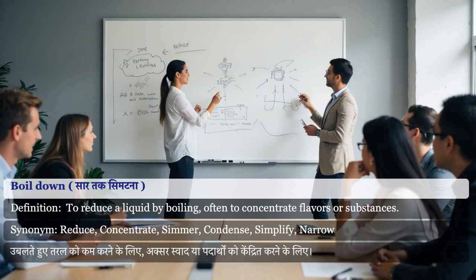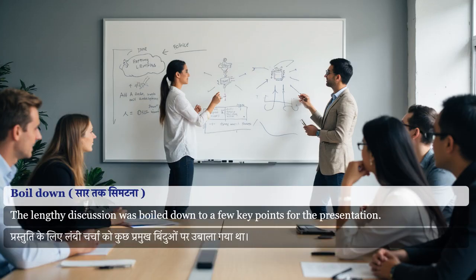Boil down. To reduce a liquid by boiling, often to concentrate flavors or substances. Synonym for boil down: reduce, concentrate, simmer, condense, simplify, narrow. The lengthy discussion was boiled down to a few key points for the presentation.